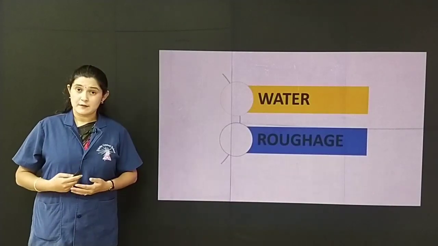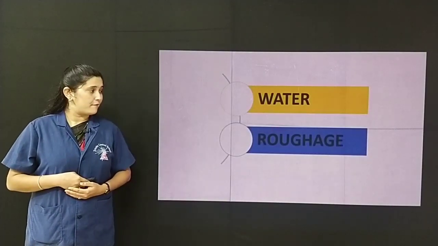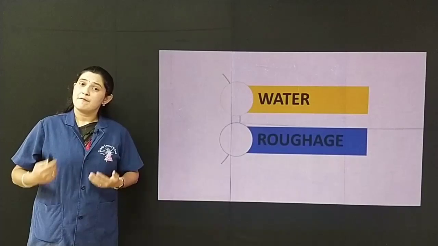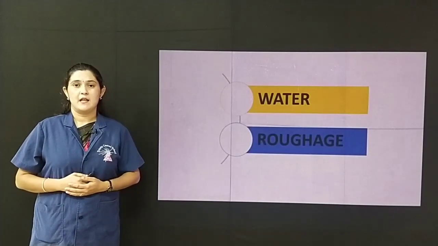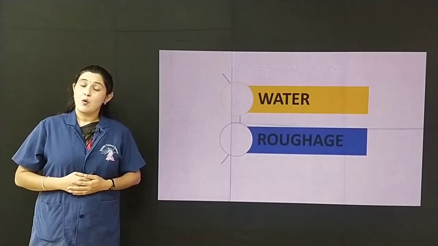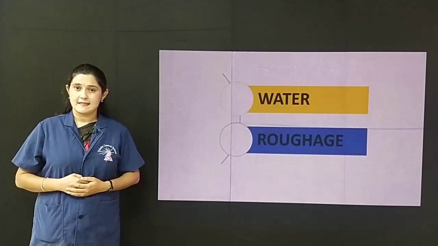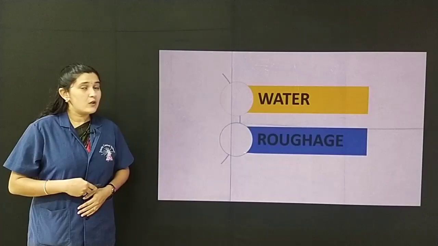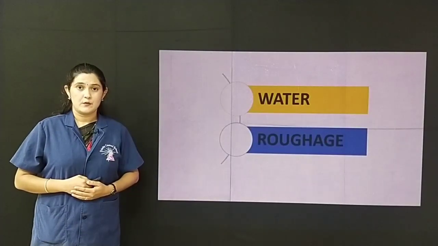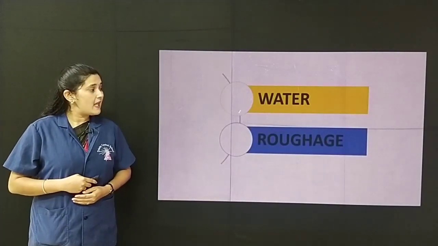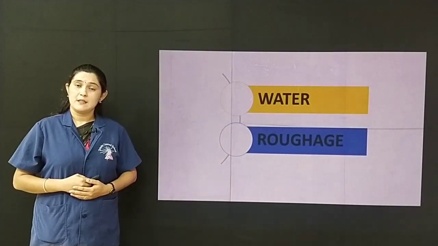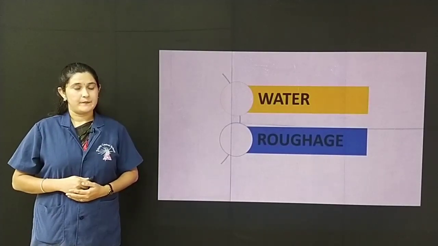Next component of food that you learnt is roughage. Roughage is a fibrous indigestible material. It will help to remove waste materials from our body in the form of feces. These are the components of food and not nutrients. These help to absorb the nutrients in our body.